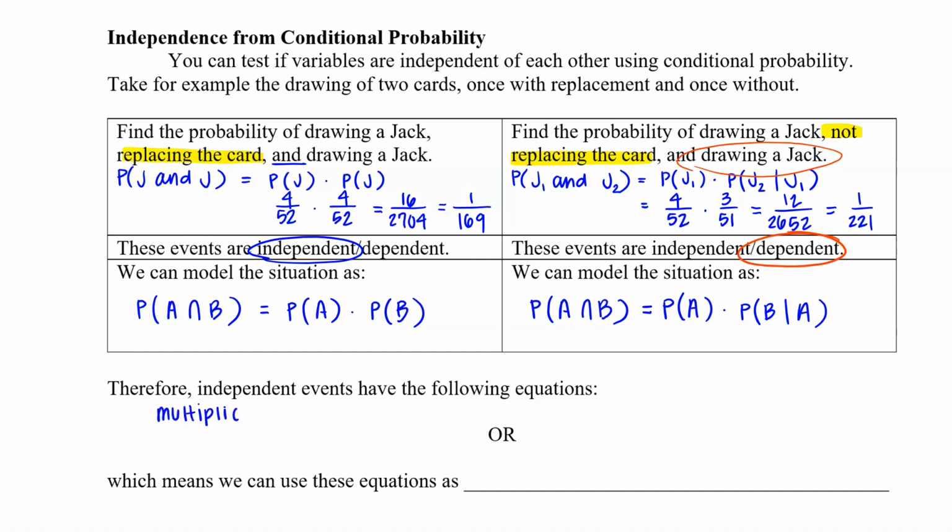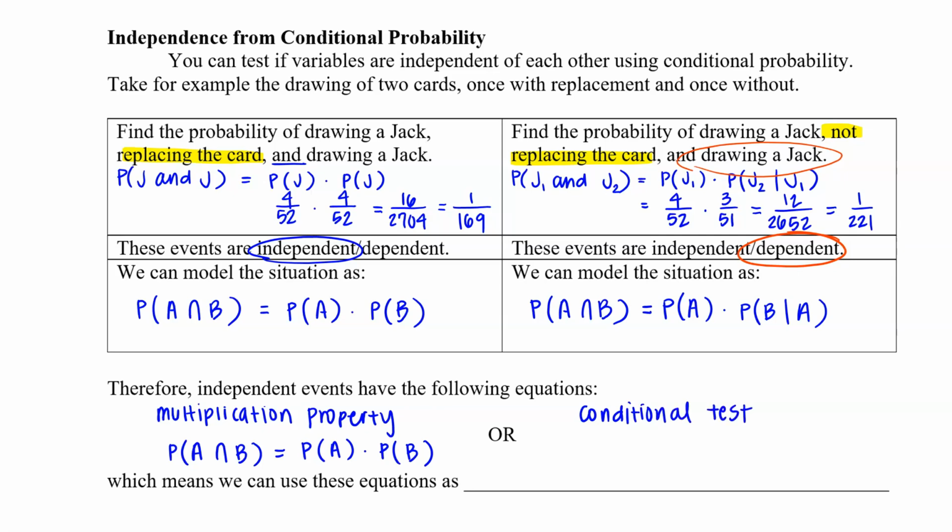We can use a multiplication test in order to determine whether or not our two events are independent. This would be using the probability of A and B being equal to the probability of A times the probability of B. Another way that we can test for independence would be using a conditional test. If we know that the multiplication property proves independence, and if the probability of B given A ends up being the same as the probability of B, that's actually another way that we're able to prove independence, and that's the conditional test.